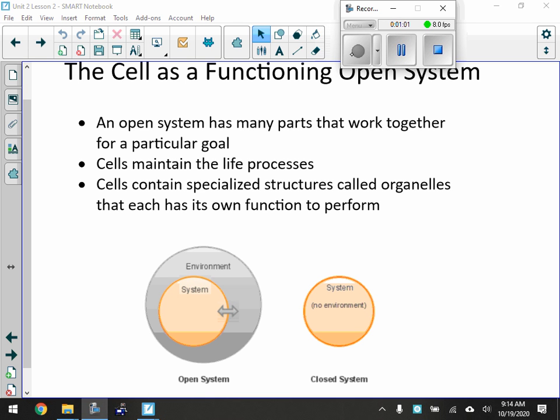So remember, an open system has many parts that work together. Cells contain specialized structures called organelles. So that's what we're going to call these special structures. We're going to look at all those structures coming up here, both in plant and animal cells. Okay, they each perform their own specialized function.